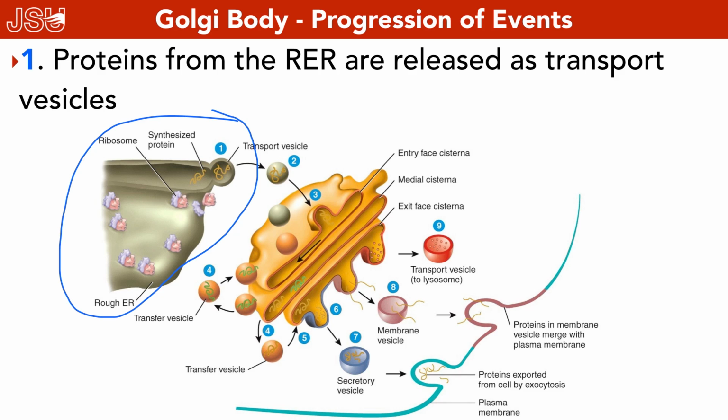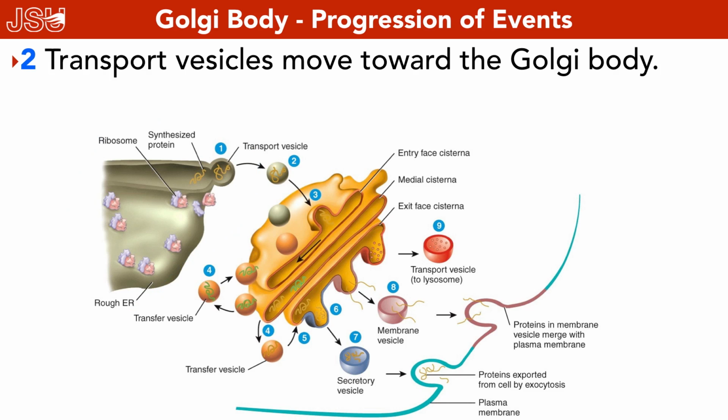Next, that rough endoplasmic reticulum will release those in vesicles, which are little membrane pouches, if you will, and that transports it over to our Golgi body. So here's our protein inside here, and it transports that protein to our Golgi body. Right? So next, what's going to happen?